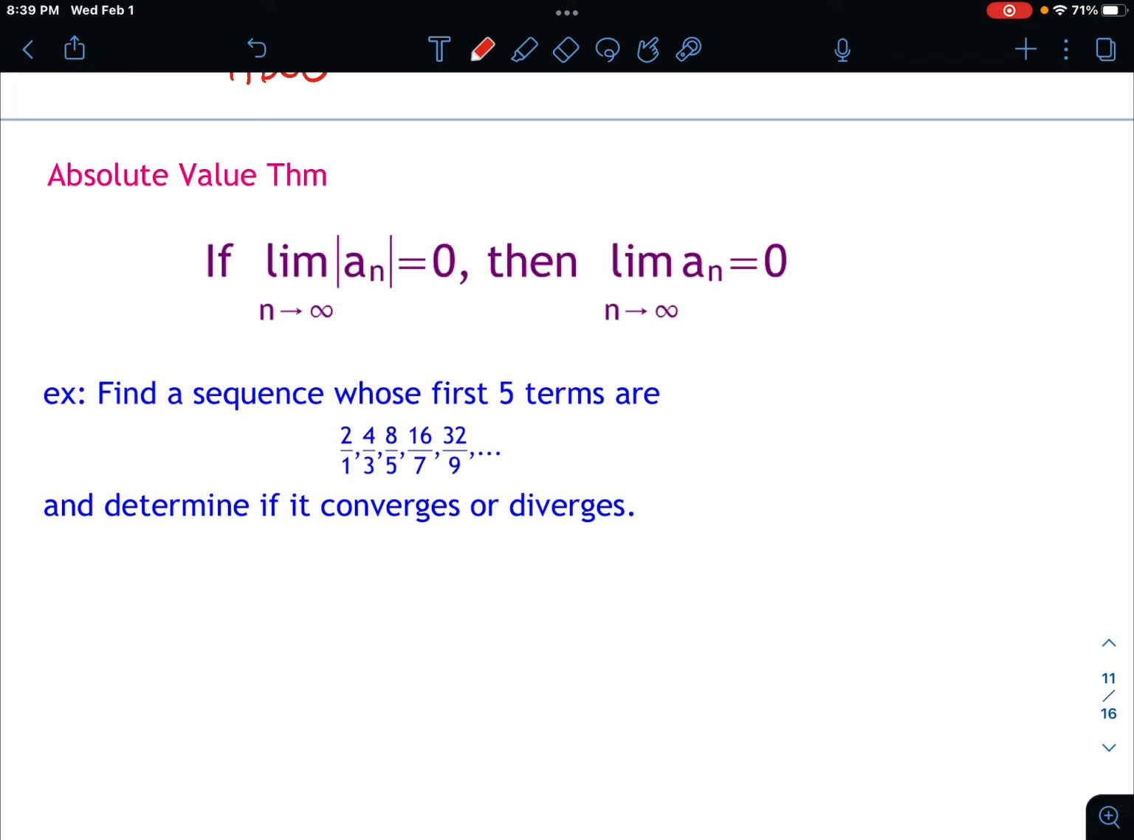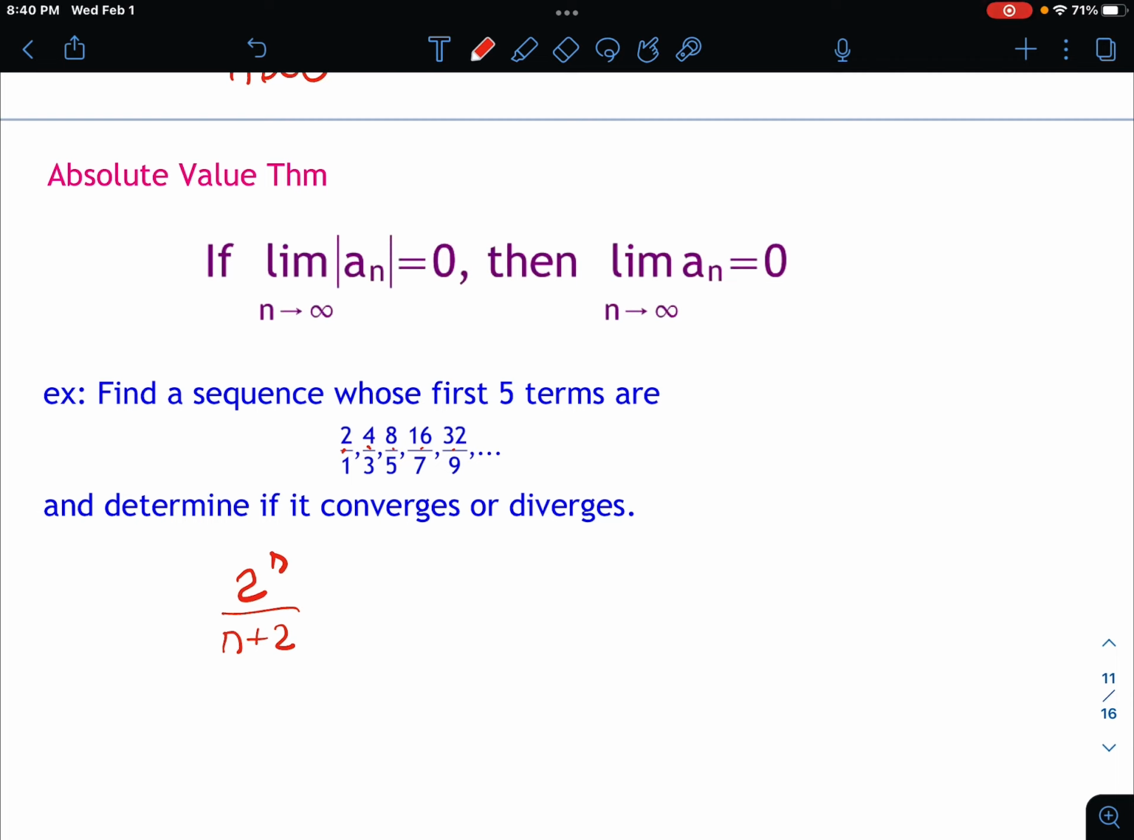Okay, so we have 2 over 1, 4, 8, 16, 32. This looks like 2 to the power of n in the numerator, right? In the denominator, we're going to have 1, 3, 5, 7, 9. It looks like we're adding 2 each time, starting at 1. So we have n plus 2. We're going to keep adding that as we go. So what we do at this point is we're going to take the limit as n approaches infinity, and we're going to see what goes on with it.